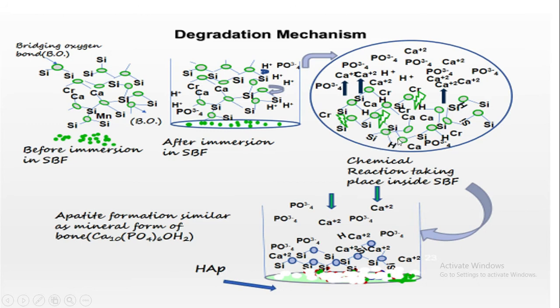OH exhibited the negative charge. So on these, the positively charged ions from the solution get deposited, which entraps the phosphate ions, as these positively charged calcium ions attract the negatively charged phosphate ions, and which leads to the apatite formation. This white color layer is the formation of apatite.